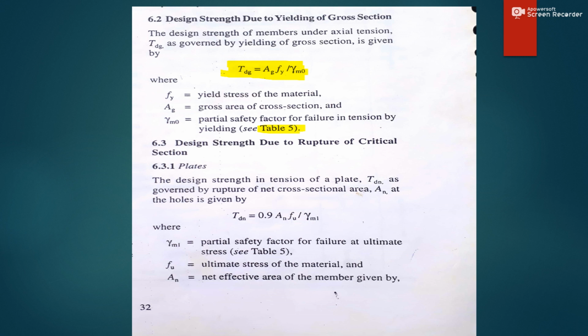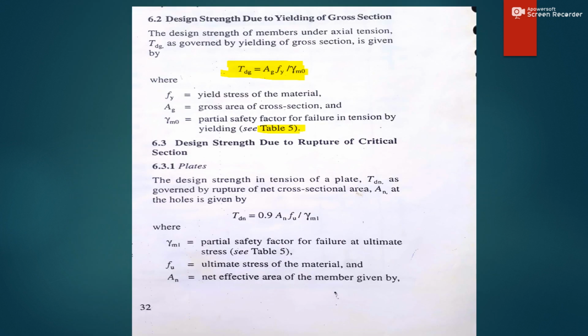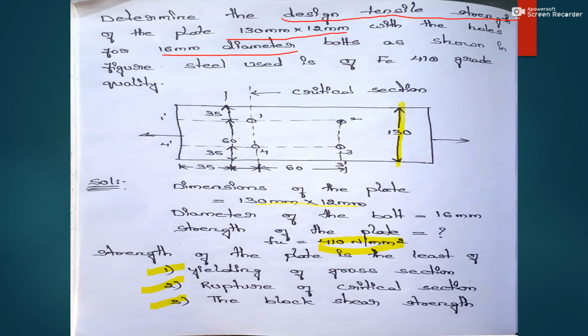That is the design strength due to rupture of the critical section. This is clause 6.3. Let me come back here and see first. From the consideration of rupture along the critical section, see here, if you observe this, this is the critical section. It is already given in the question that the critical section has two holes.